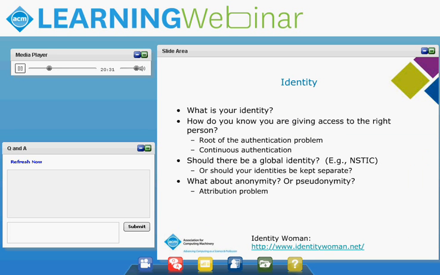More broadly, should there be a global identity? For example, again, a U.S.-based thing, NSTIC, the National Strategy for Trusted Identities in Cyberspace. It's a really interesting document, very interesting to read, looking at the idea of identity. And the question is, should your different identities be kept separate, or should there be one single identifier for you?